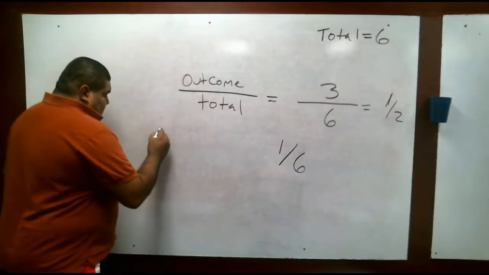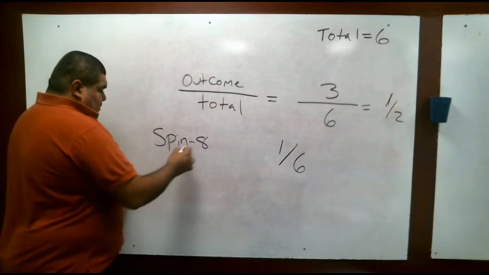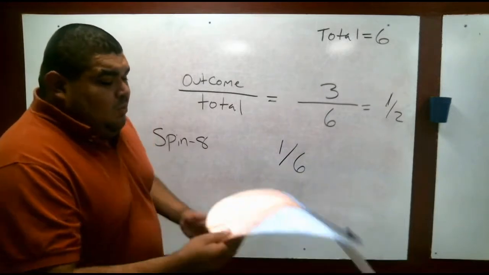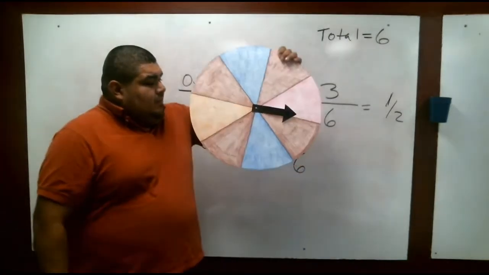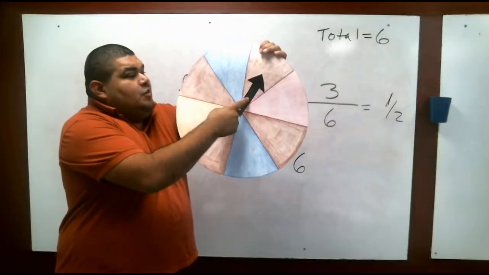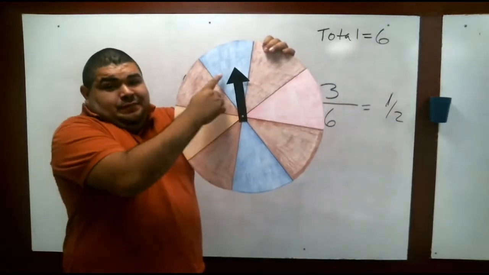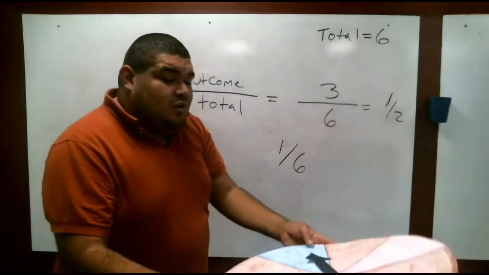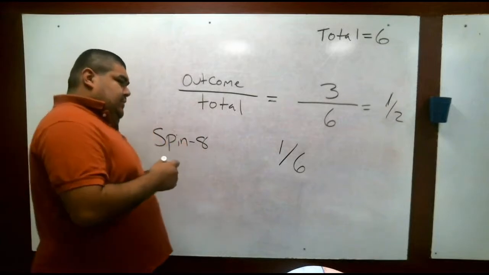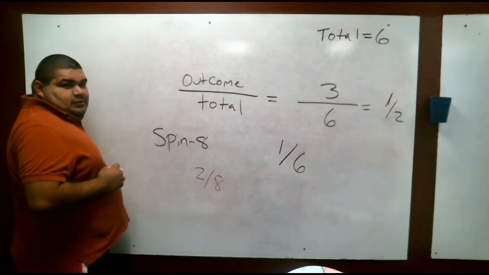So spinner, 8. Okay? So now that the spinner has 8, what is the probability that the spinner, if I spin it, will land on blue? Okay? How many blues do we have? We have 2 blues, right? So we know that the outcome is 2 out of, what's our total? 8, right? So we can say 2 out of 8.